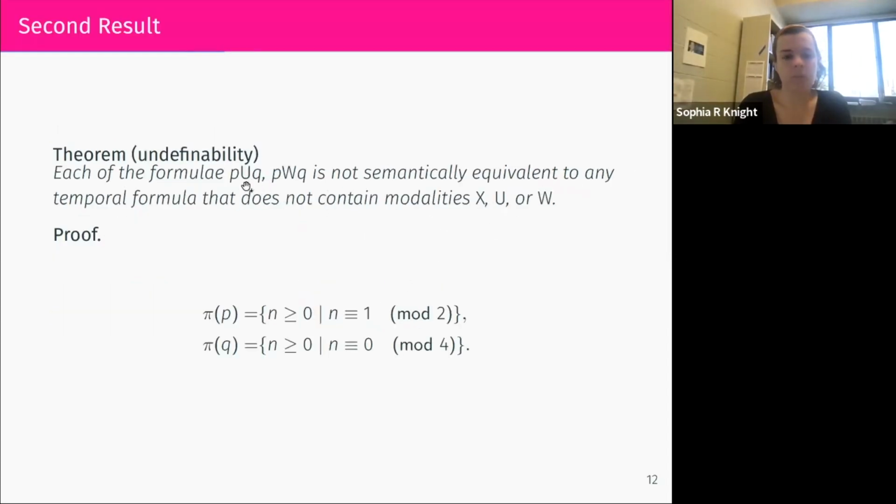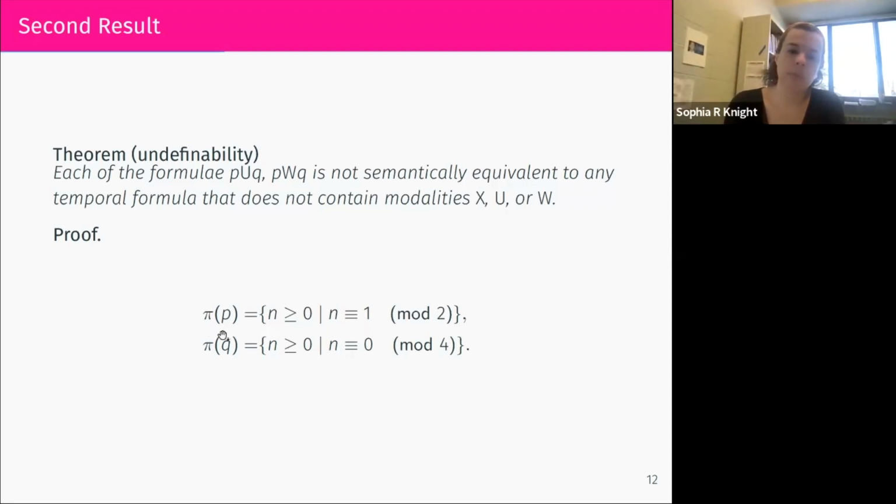So we're going to prove that weak until and strong until are both undefinable through any formula without X, U, or W. So we're going to show that you can't define until or weak until in terms of only F and G, basically. We're going to build a specific model, and show that the truth sets of until and weak until are not definable in terms of the truth sets of the other operators by building a set that's closed under the other operators.